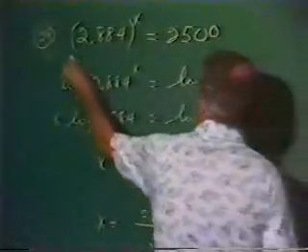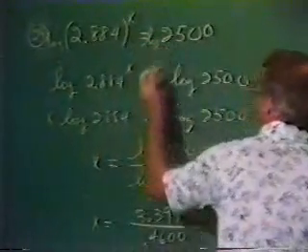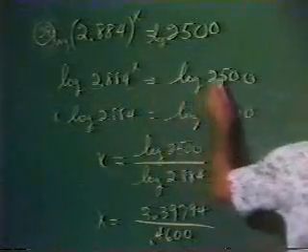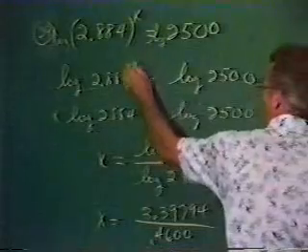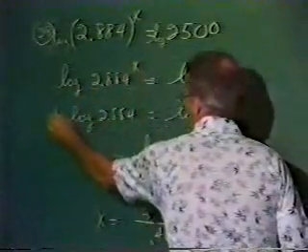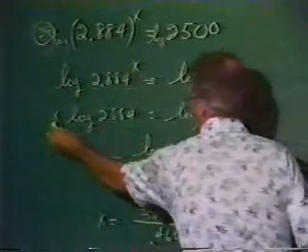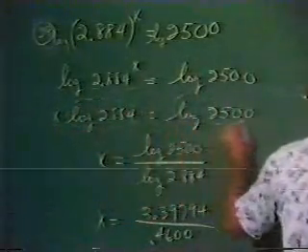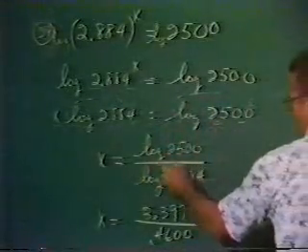Now what we do then is take the log of both sides. Taking the log of both sides, we have the log of this is equal to the log of the 2500. Now let's move this x power down. We move the power down in front, and now we're just solving. X is unknown, and this is a number, and this is a number. So x then is this divided by this.